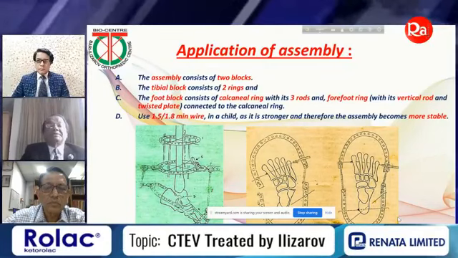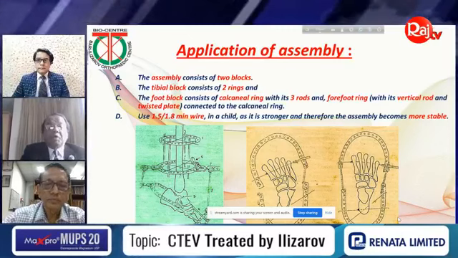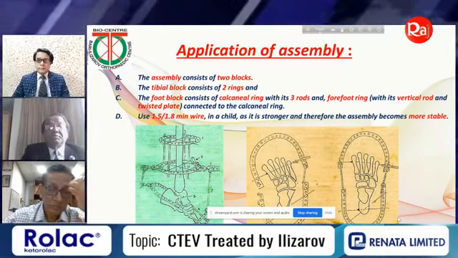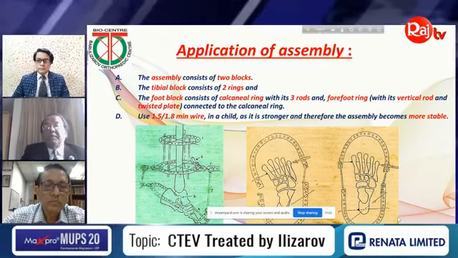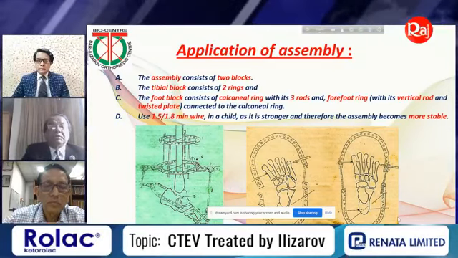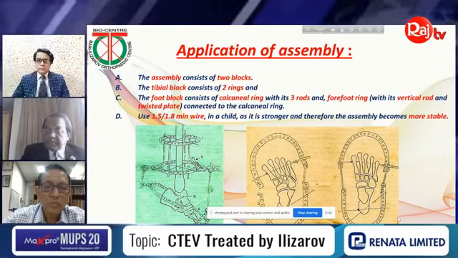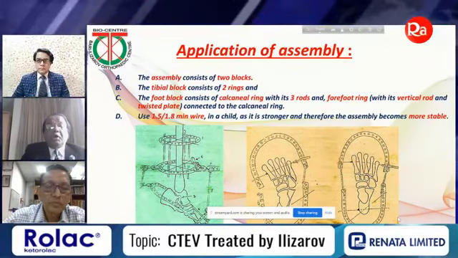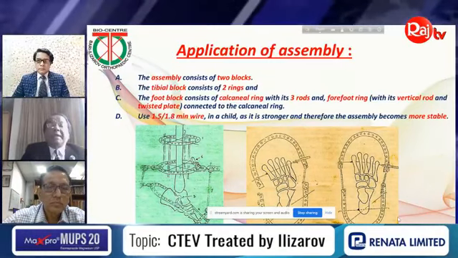Now, application of the assembly. Dear friends, you can see here in the picture, it consists of two blocks. A, the tibial block, consists of two rings, and you can see here, the foot block consists of a calcaneal ring with three rods, a foot ring with this vertical rod and the twisted plate connected to the calcaneal ring. Whenever you see this, it will be very easy when you are in the OT with the surgeon or assisting, you'll be able to understand how to do that.